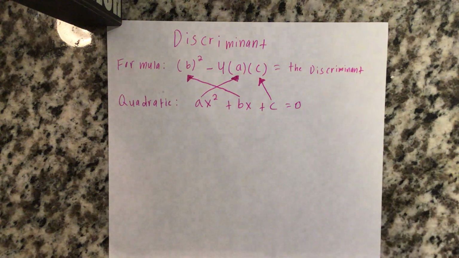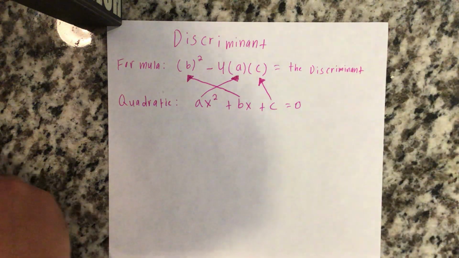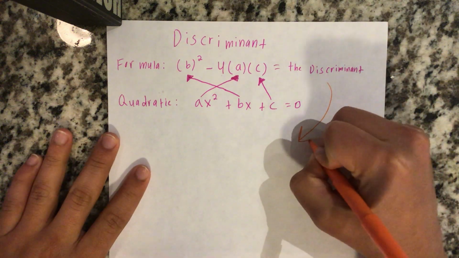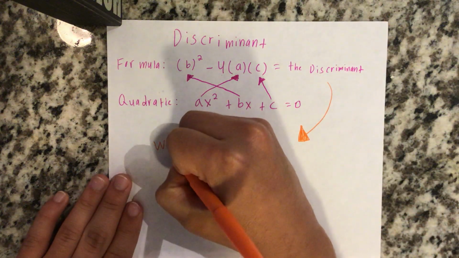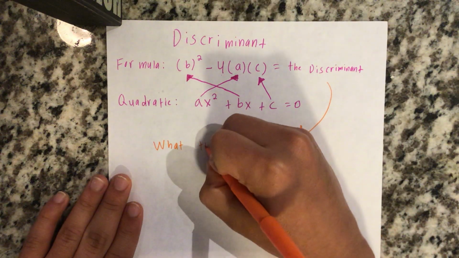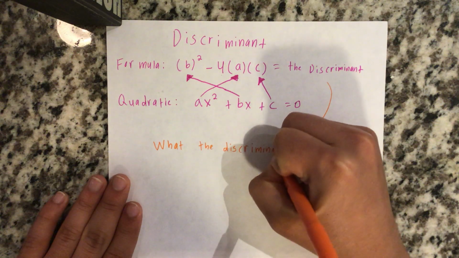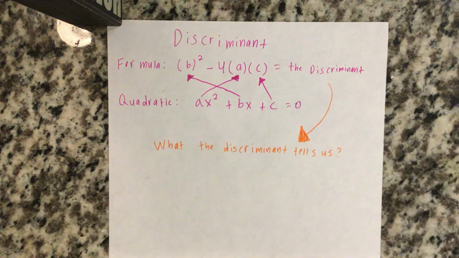You might be thinking, what's the whole point of this? What does the discriminant tell us? It can tell us 3 things. So we get the discriminant, we get the answer. Down here, I'm going to write what the discriminant tells us. Like I said, there are 3 things that the discriminant can tell us.